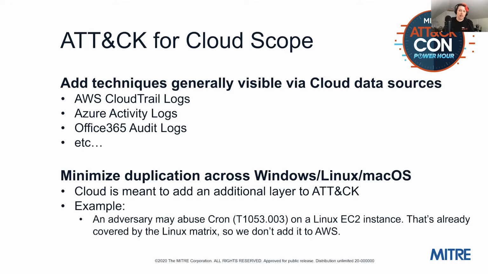Attack for Cloud is really meant to provide a separate layer of coverage of adversary behavior that's focused specifically on cloud. So for example, consider an adversary creating a cron job on a Linux EC2 instance or an Azure VM. Even though that technique was carried out in the cloud environment, that's covered by the Linux matrix. So we generally wouldn't add that technique to cloud unless there's something that makes it specifically unique to cloud.